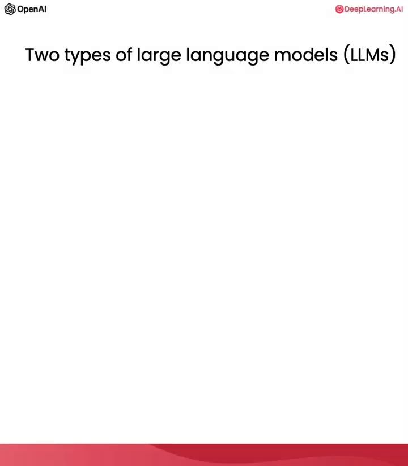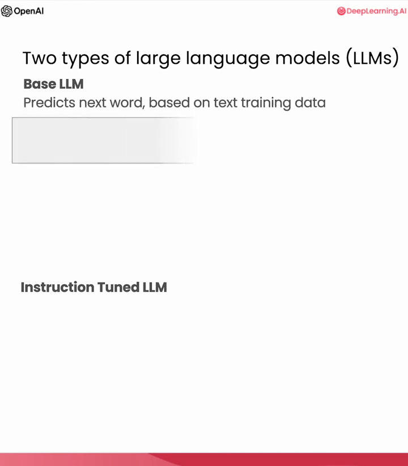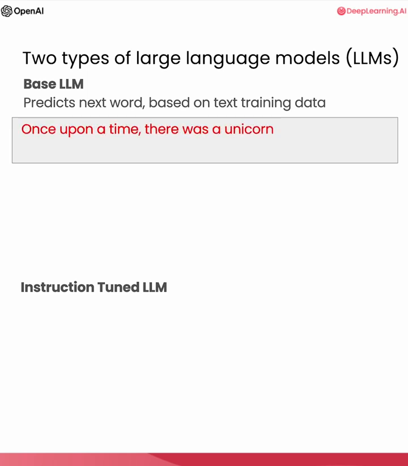So today, there are broadly two major types of large language models. The first is a base LLM, and the second, which is what is increasingly used, is the instruction-tuned LLM. The base LLM repeatedly predicts the next word based on text training data. So if I give it a prompt, "once upon a time there was a unicorn," then it may, by repeatedly predicting one word at a time, come up with a completion that tells a story about a unicorn living in a magical forest with all unicorn friends.